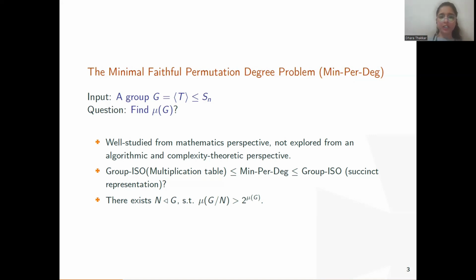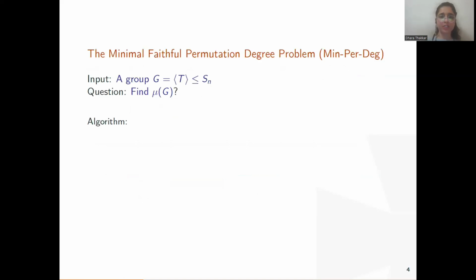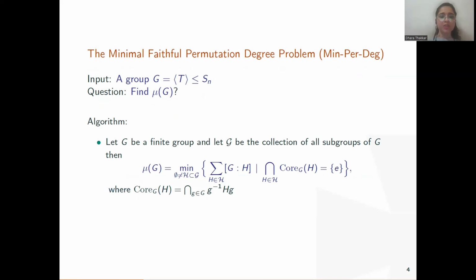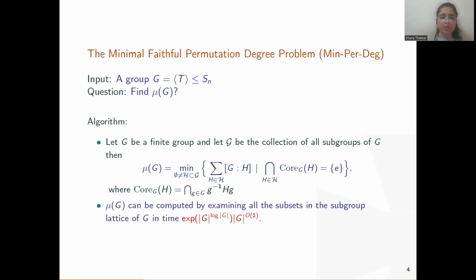Before going into the detail of our result, let me show you an algorithm which is trivial to obtain. So the parameter μ(G) has an equivalent definition. You don't need to understand all this notation, but what we can say is that we want to find μ(G). We can first find the whole subgroup lattice of a group G, and then from the family of subgroups, we can check for each family whether it satisfies a certain condition or not, and that check is polynomial time doable. So this gives us an algorithm which has running time exponential of size of G to the power log |G|. So this is not efficient at all.